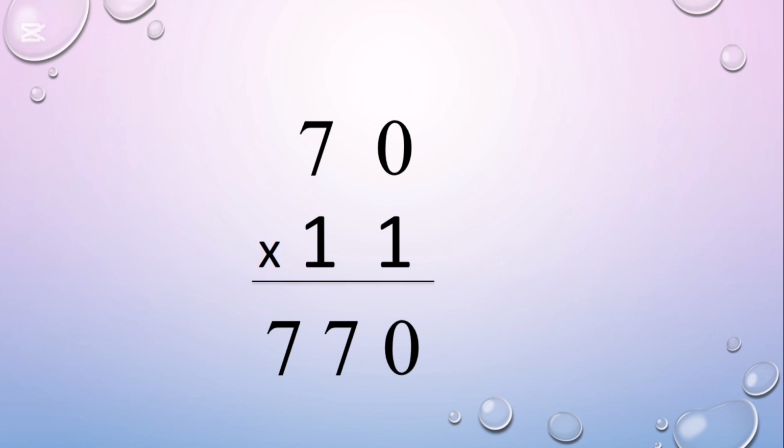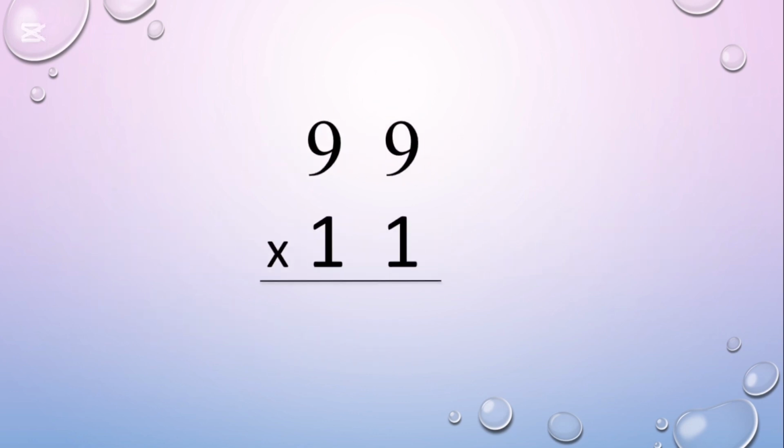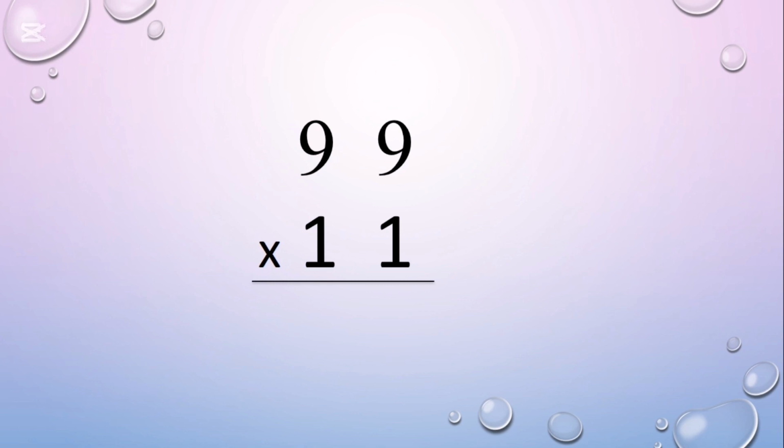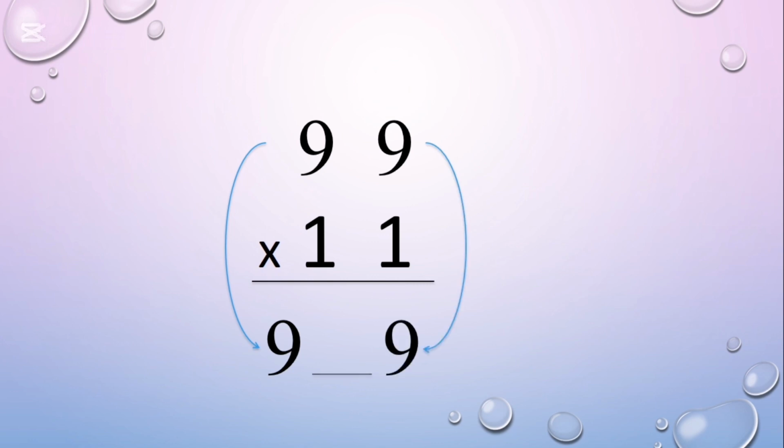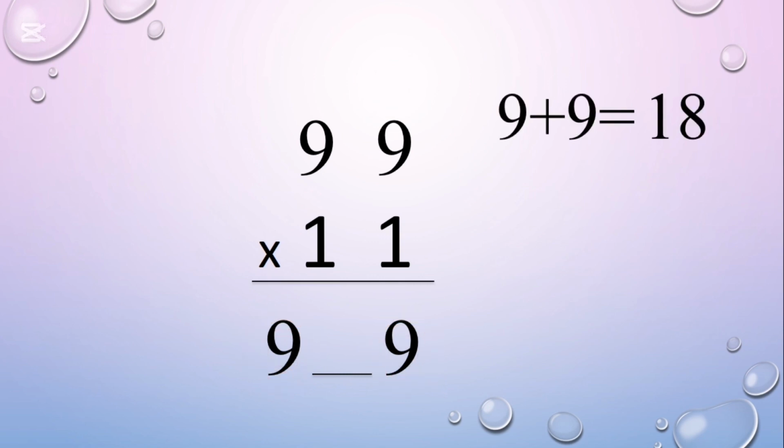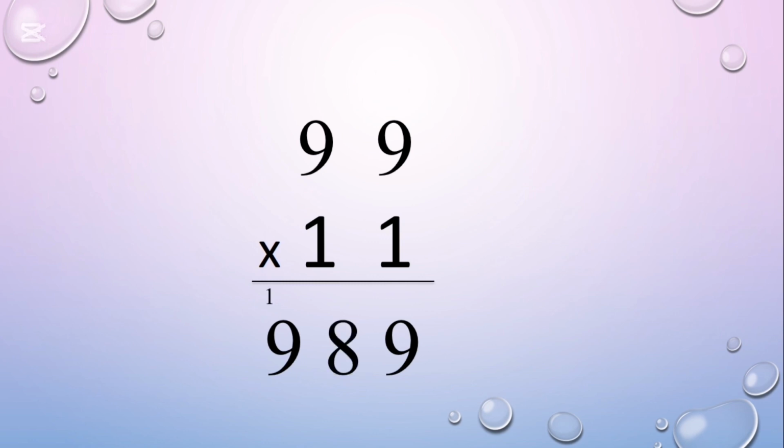Easy, right? Now, moving on to the last example, that is 99 multiplied by 11. Write 99 like this. Now, by adding 9 and 9, we get 18. Write 1 and 8 of 18 like this. Now add one more step. Add 1 and 9 to get the final answer. That is 1089, and it's done.